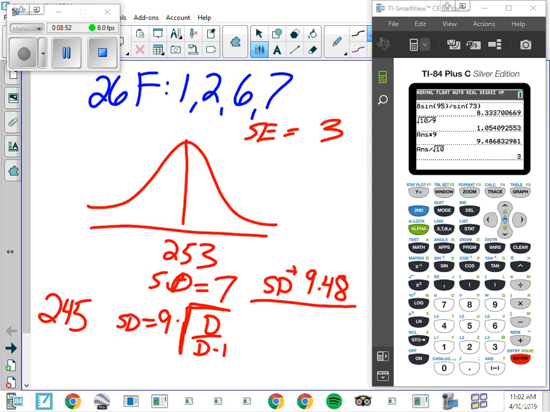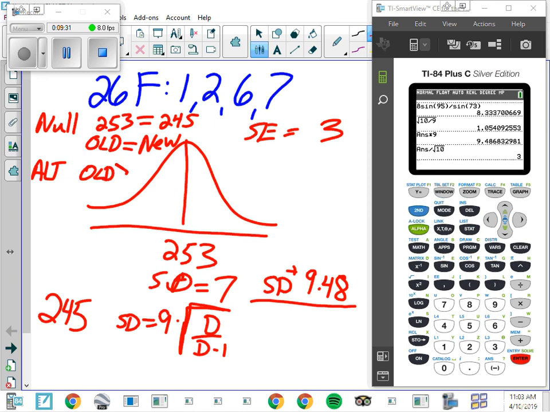Well, I need to write a null hypothesis. What does the null hypothesis say? The null hypothesis says that 253 is equal to 245. So it's saying that the old measurement is actually the same as the new measurement. So we're going to assume that nothing has changed. What does the alternative hypothesis say? So we're saying that the old is actually bigger than the new.